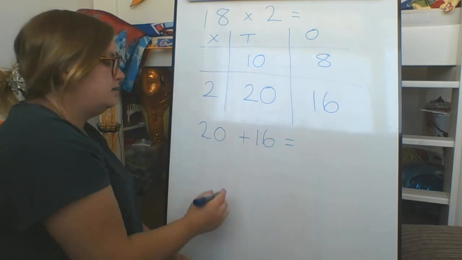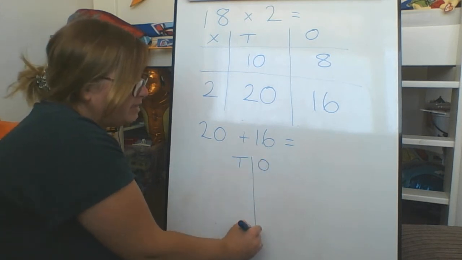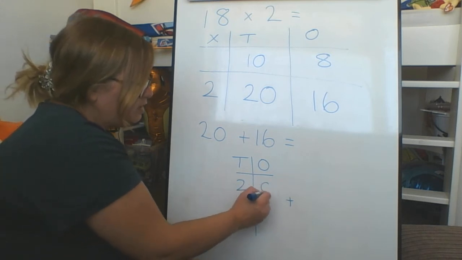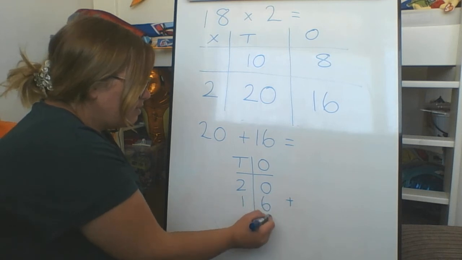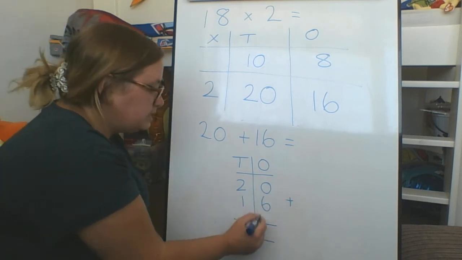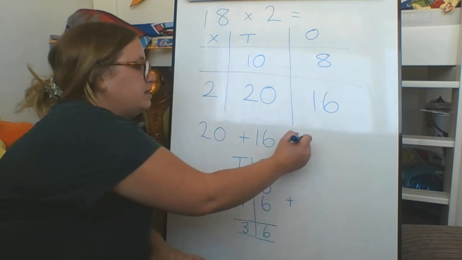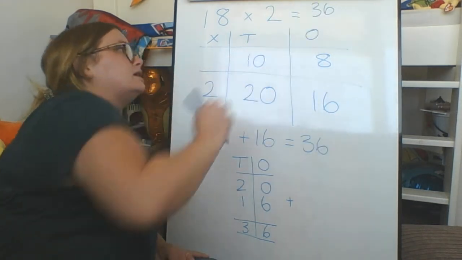I'm going to very quickly draw out my column addition to help me. Some of you may be able to do it using your brains. That is okay. If you're not so confident with this strategy, it's a good time to practice it. Okay? So 0 add 6 is 6. 2 add 1 ten is 3 tens. So my answer is 36.